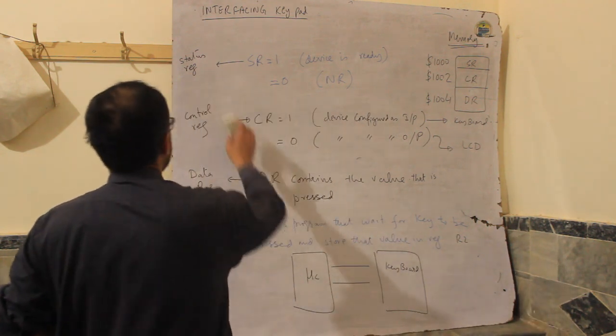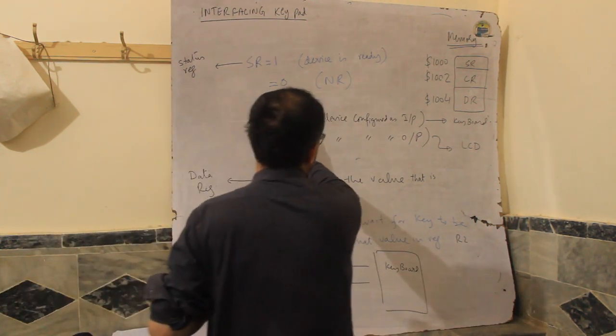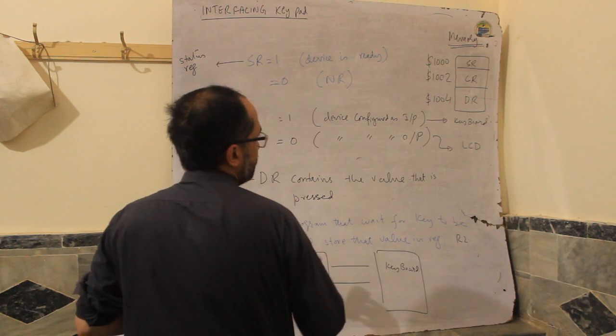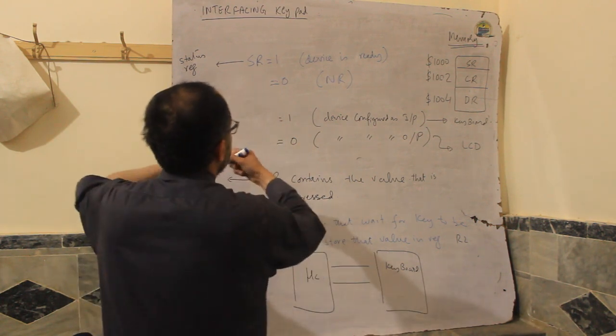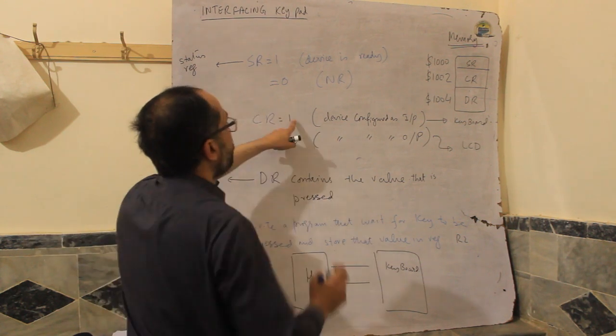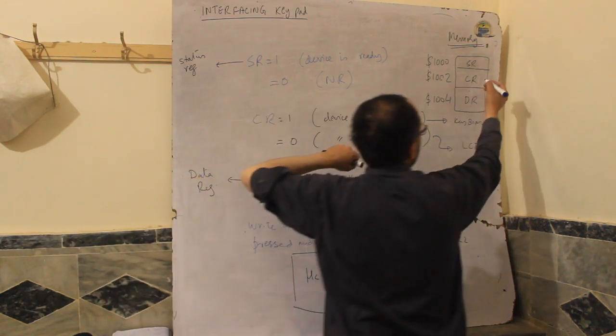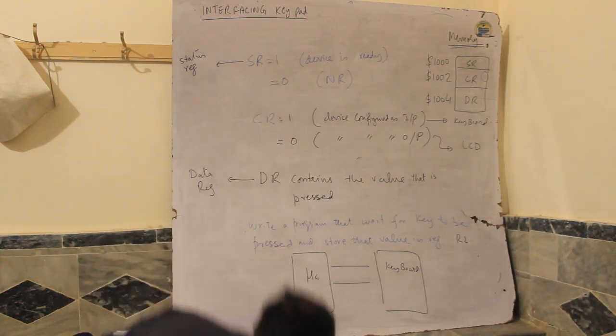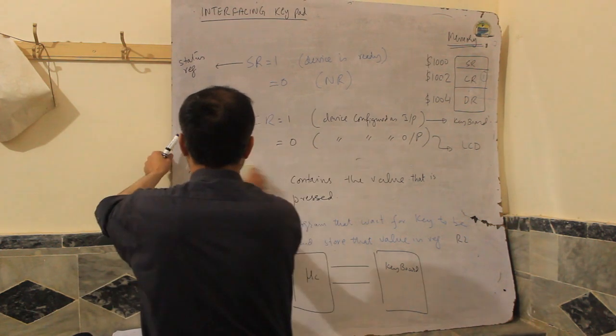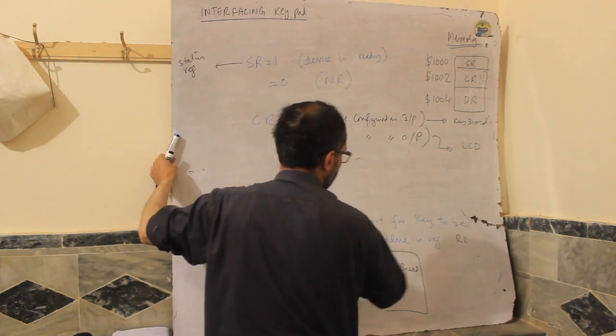So now we will write an assembly language program for this example. We know that when the control register CR is equal to 1, the device is configured as an input, so we have to store a 1 in the control register. So how can we write a program? Now we can write a program.